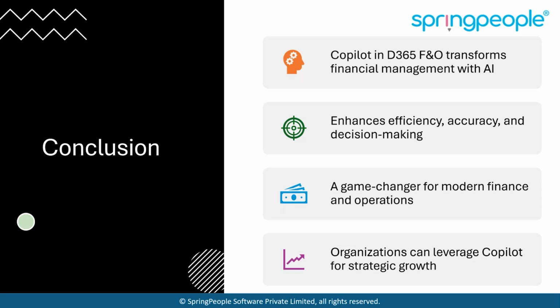Game changer for modern finance and operations, yes, because all the products, ERPs or non-ERP products, are going towards more AI driven. So it also helps the product to be more enhanced based on the predictive analysis, based on the OpenAI or any kind of an AI engine that you may have. Other things are organizations can leverage the Copilot for strategic growth anyway. Microsoft is anyway pushing Copilot everywhere, right? So that's the conclusion of it.